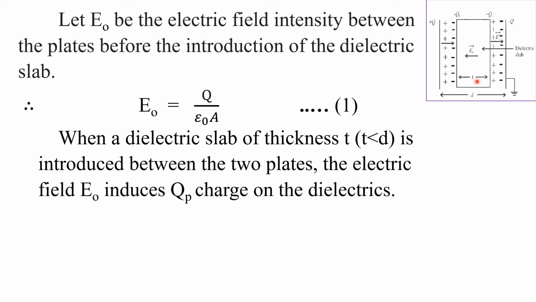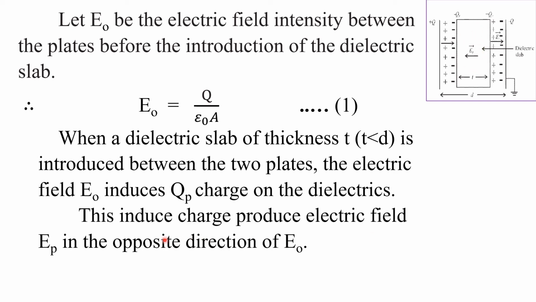Now, when a dielectric slab of thickness t, where t is less than d, so d must be greater than t, is introduced between the two plates, the electric field E0 induces a charge Qp on the dielectric. E0 is the electric field without the dielectric, so it will induce a charge Qp on this dielectric slab. This induced charge produces an electric field Ep in the opposite direction of E0. Therefore, Ep is equal to Qp upon epsilon 0 A. Here the area of this dielectric slab is similar to that of the parallel plate capacitor without dielectric.